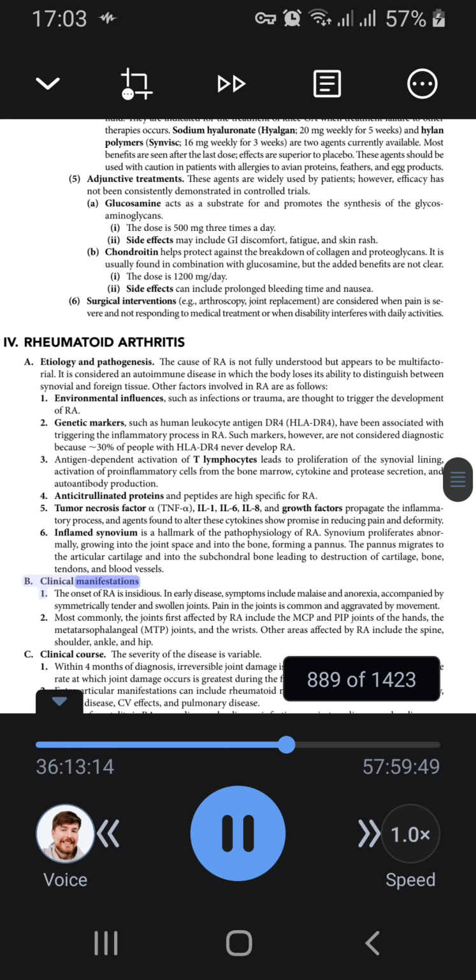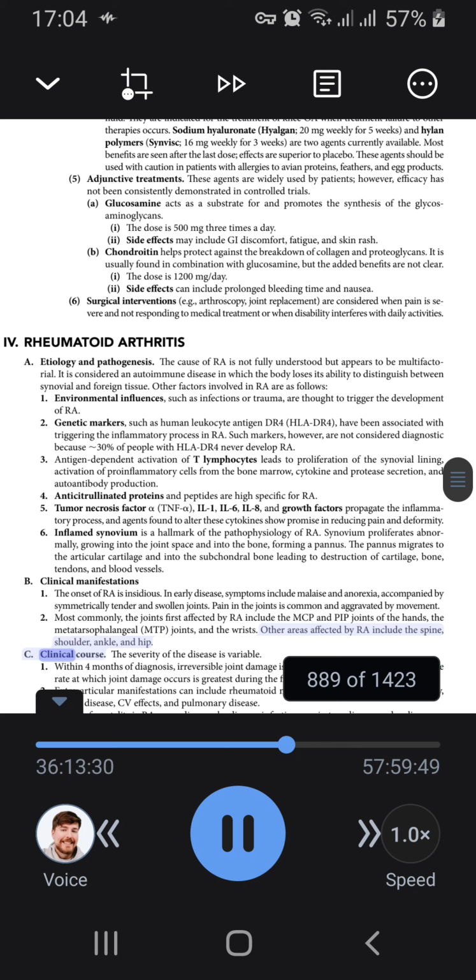Clinical manifestations. 1. The onset of RA is insidious. In early disease, symptoms include malaise and anorexia, accompanied by symmetrically tender and swollen joints. Pain in the joints is common and aggravated by movement. Most commonly, the joints first affected by RA include the MCP and PIP joints of the hands, the metatarsophalangeal (MTP) joints, and the wrists. Other areas affected by RA include the spine, shoulder, ankle, and hip.